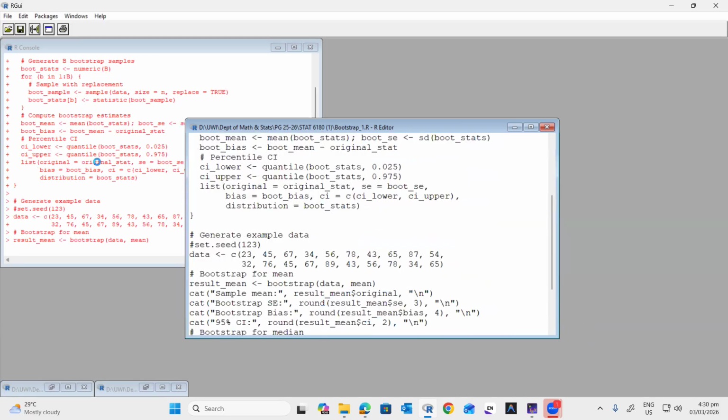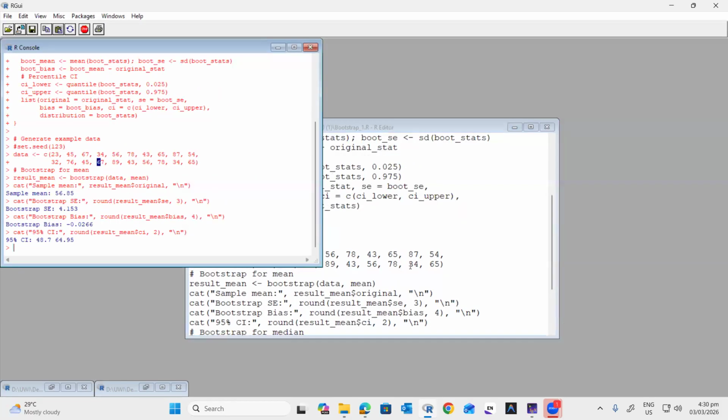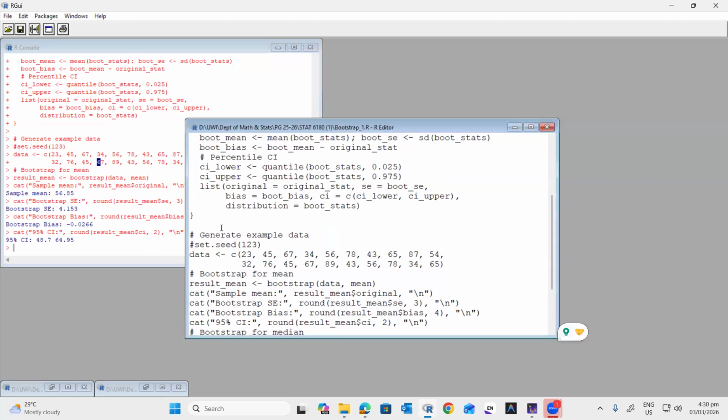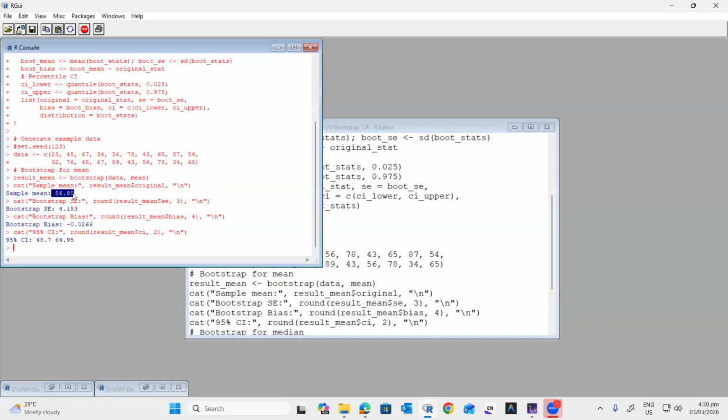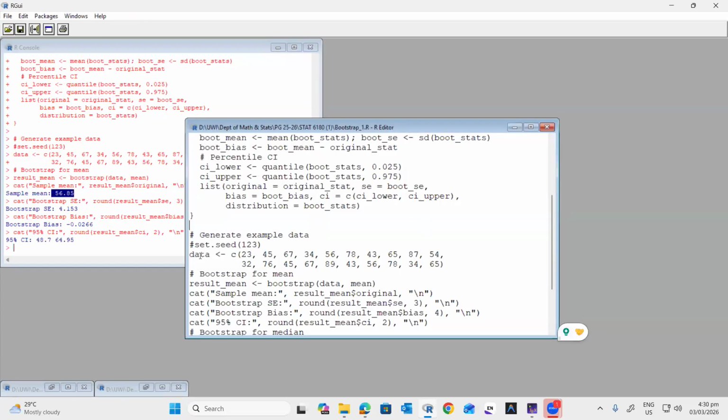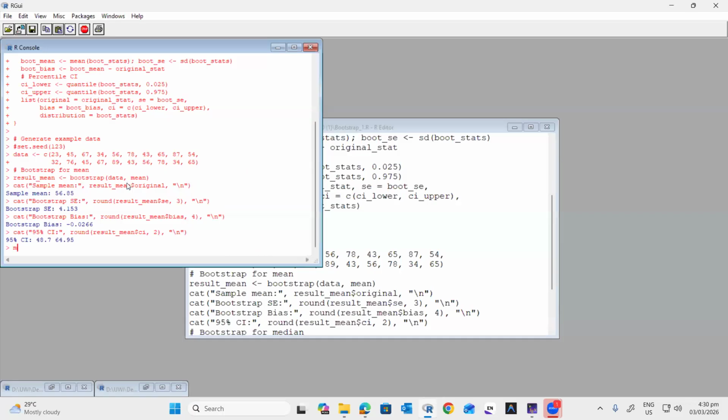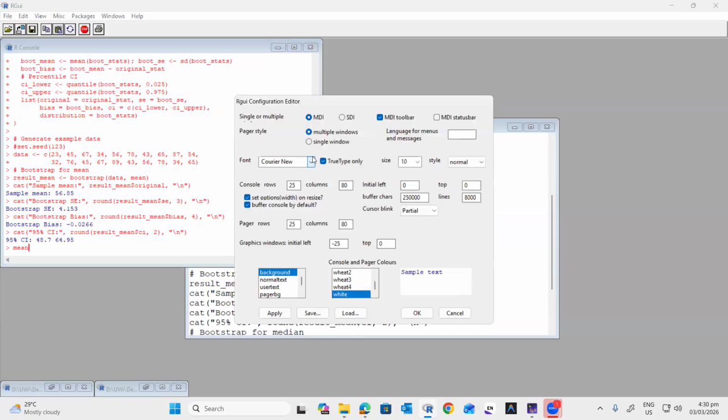Up to here, we just check. I'm going to run the code. This is the sample mean from my bootstrap method. From my bootstrap method, I just checked the mean of my data. Is it visible to all of you? I just increased the size here, so it should be visible for all of you.